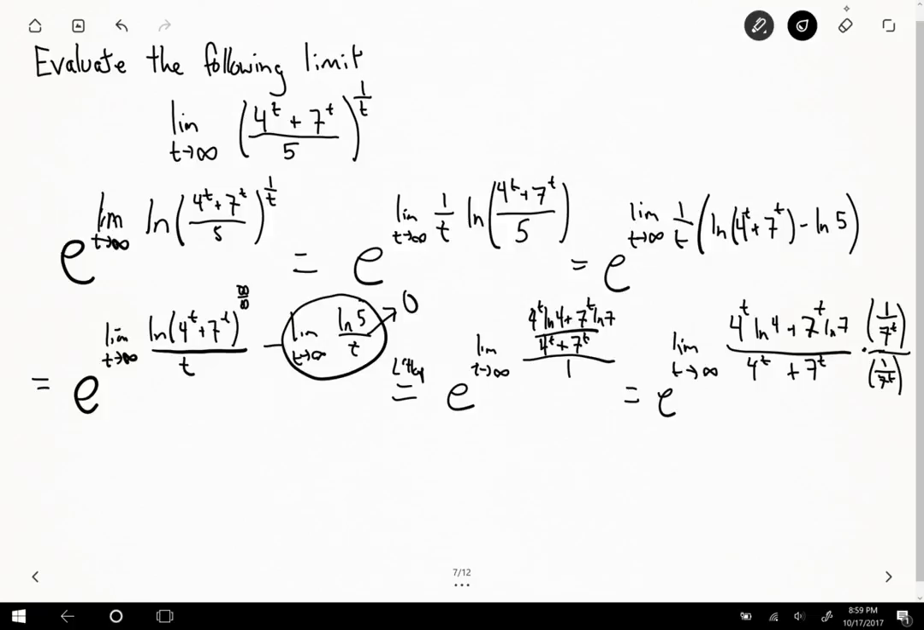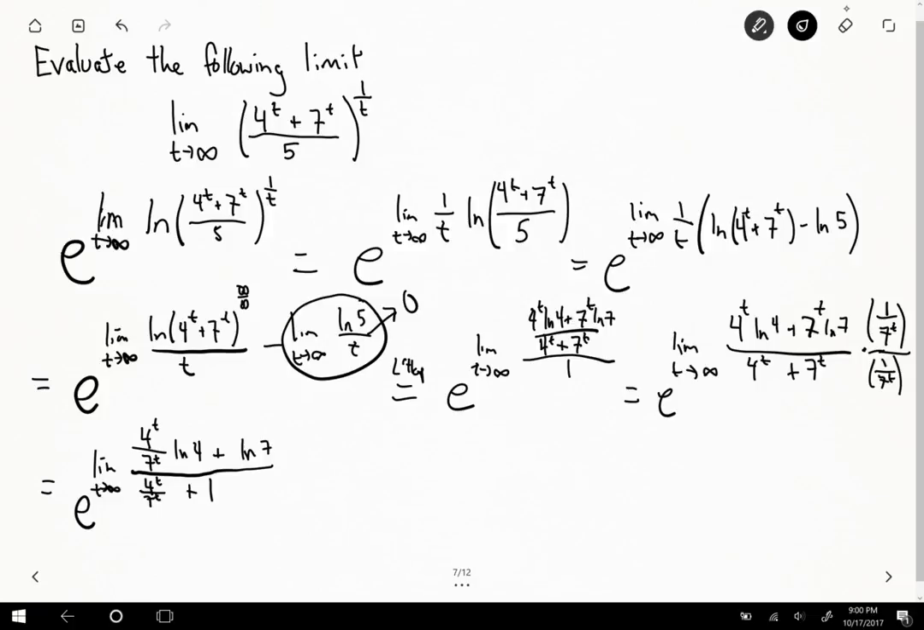So if I take that and the 1 over 7 to the t down below, since the t powers are the same, we can rewrite this. So you get e to the limit as t approaches infinity. So multiply the 4 to the t natural log of 4 times 1 over 7 to the t. Notice you get 4 to the t over 7 to the t natural log of 4 plus 7 to the t, and the 7 to the t will cancel. You'll be left with a natural log of 7 there. In the bottom case, you're left with 4 to the t over 7 to the t, and then plus a 1.